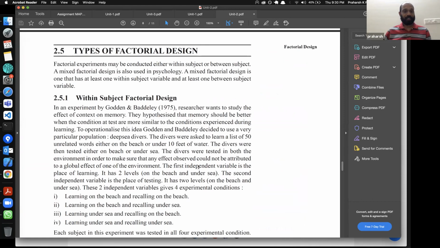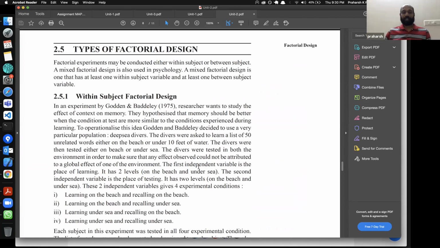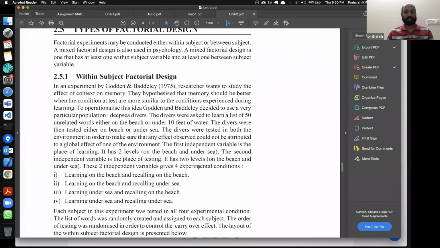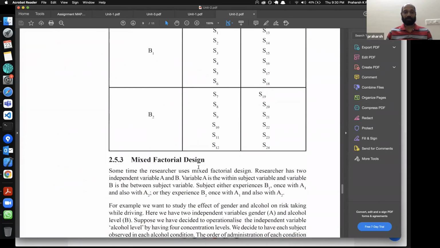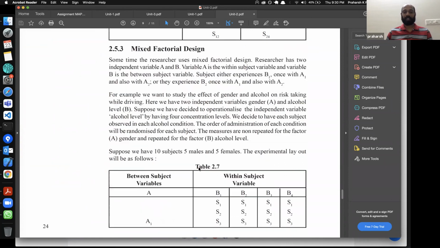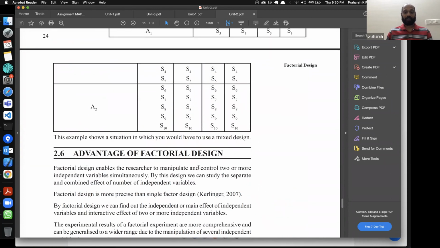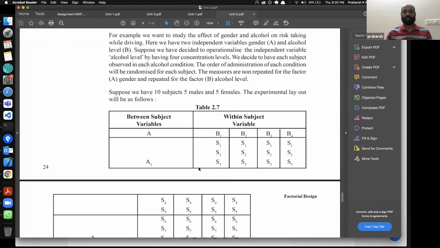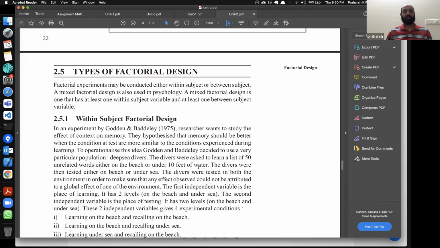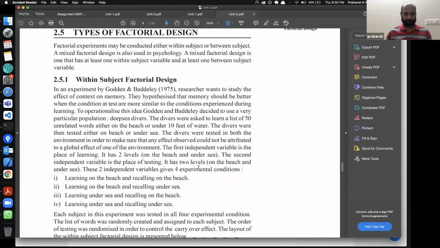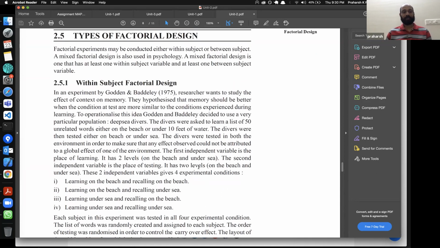Good. Types of factorial design. Within the subject, the other one is between subject, and mixed factorial design. These three, and that's pretty much how class is. All these three we have covered already in the last session, but I will go through those one more time. What is within subject?